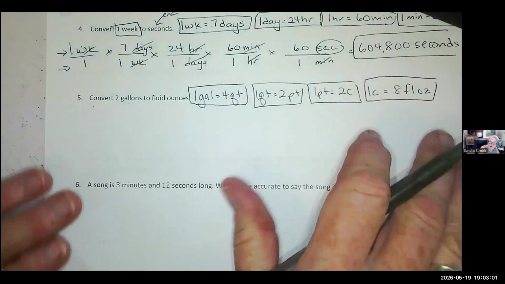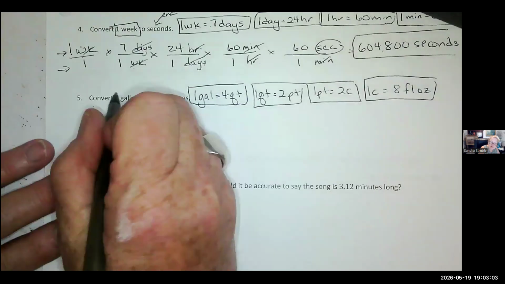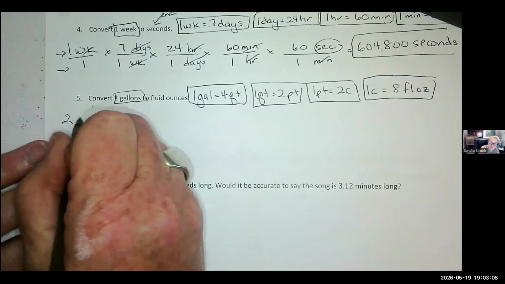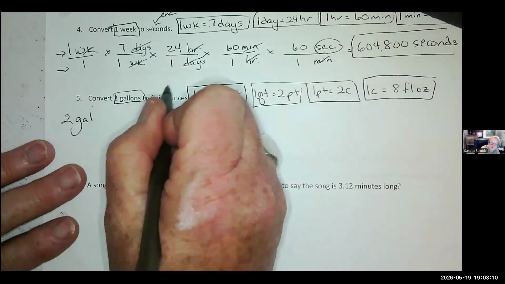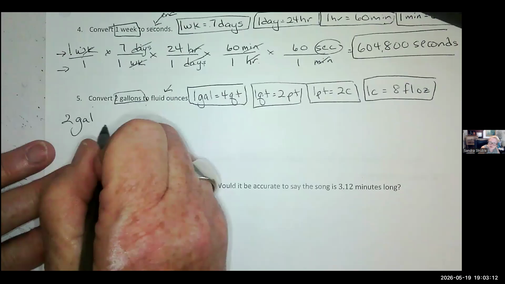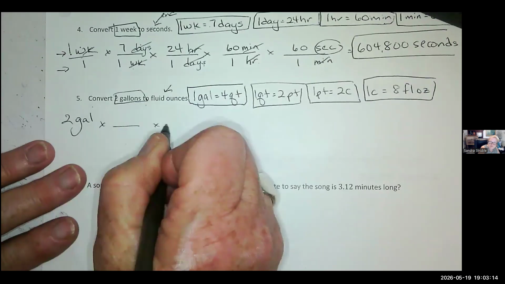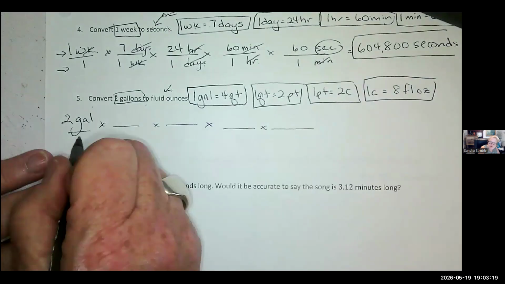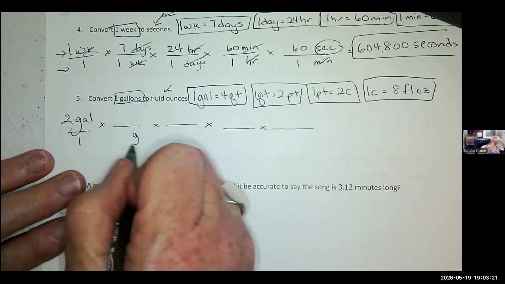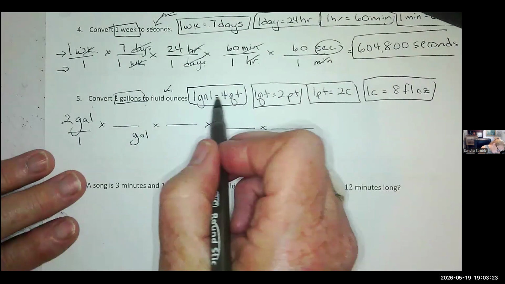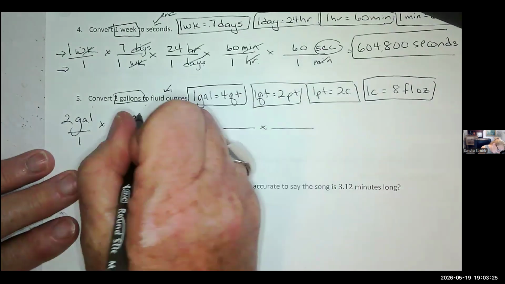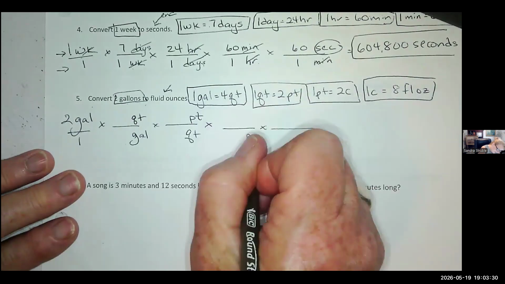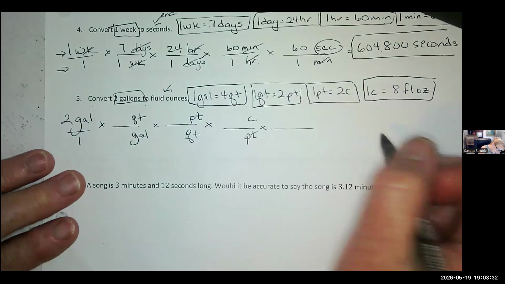Always start with what you're given. We're given 2 gallons. Don't just use 1. We're going to use the 2, and we're headed towards fluid ounces. 1, 2, 3, 4. Put this over 1 if you need to. Gallons are up top, so gallons go down low so it goes away. I'm going from gallons to quarts. Get rid of quarts. I'm heading to pints. Get rid of pints. I'm heading to cups. And then get rid of cups and head to fluid ounces.